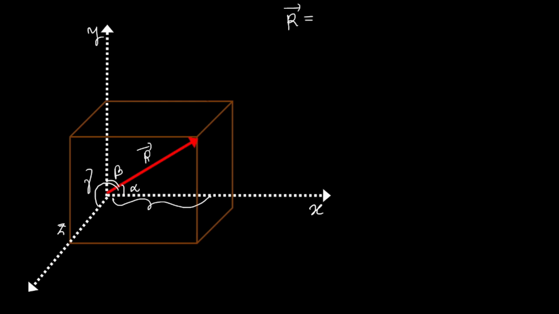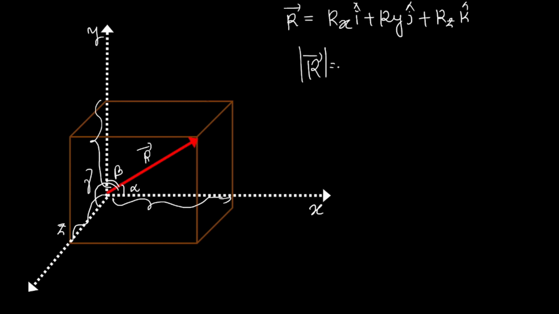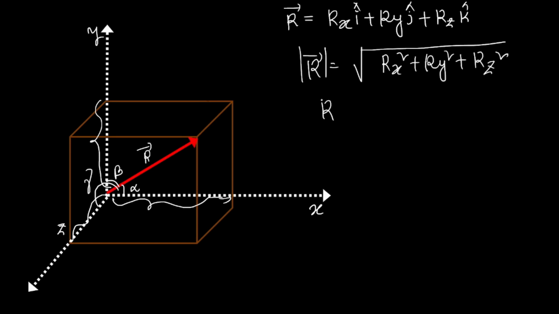Okay, so here also this much is the x component of this particular vector, this much is the y component, and this much is the z component. So we can write this as rx i cap plus ry j cap plus rz k cap. Okay, now here also the resultant vector is given by the formula root over rx square plus ry square plus rz square.